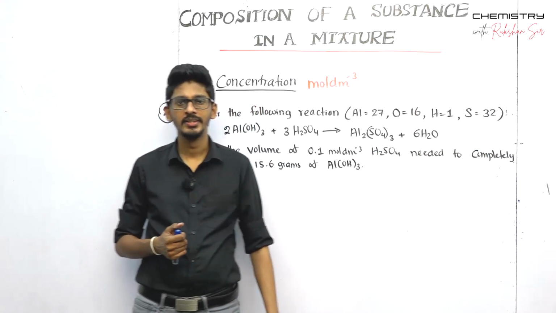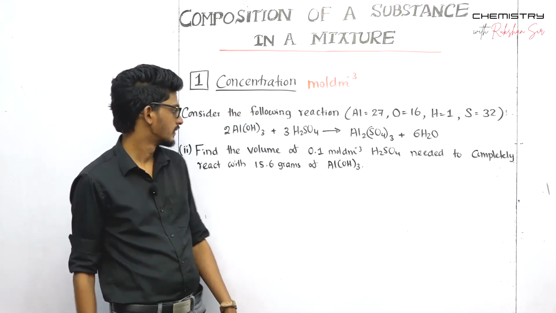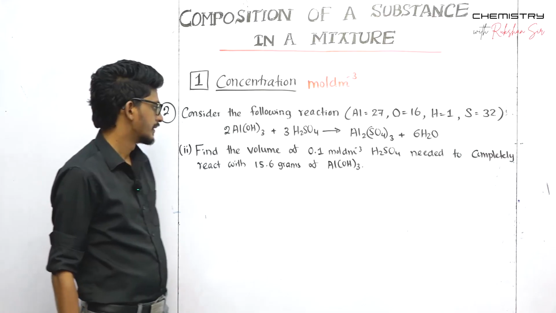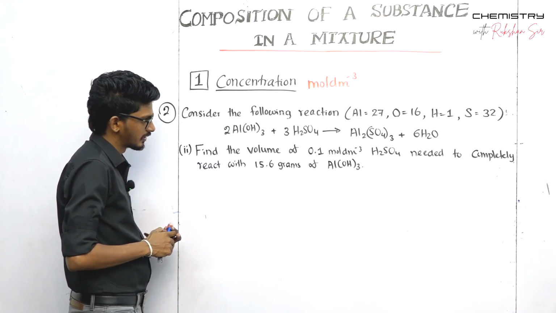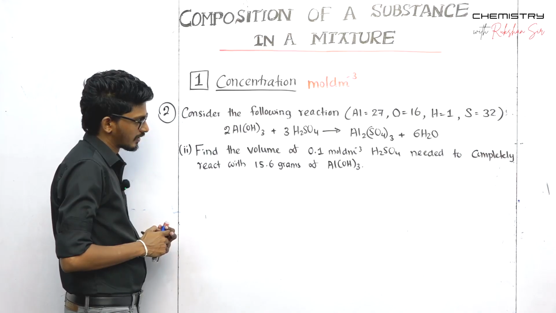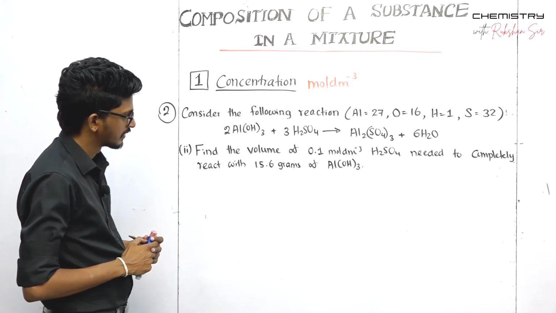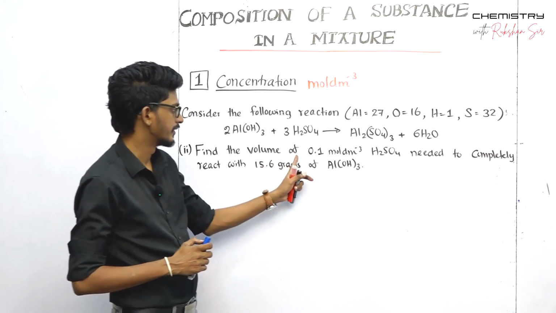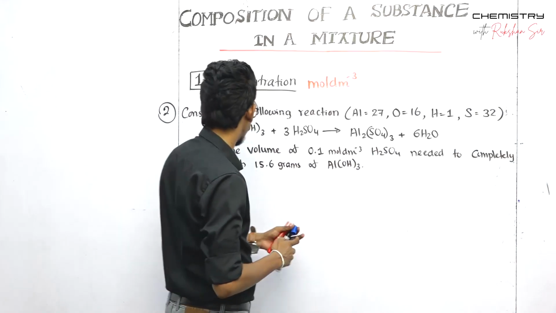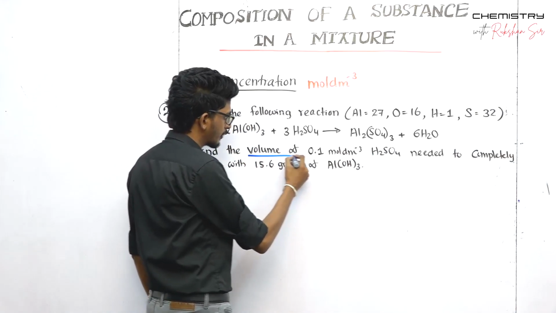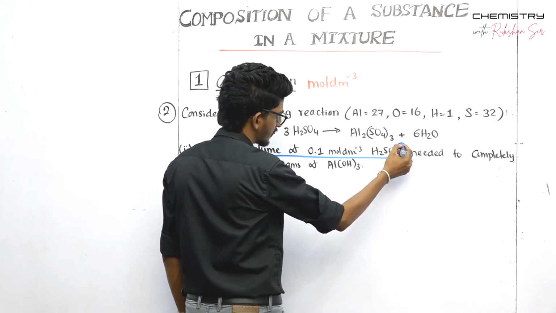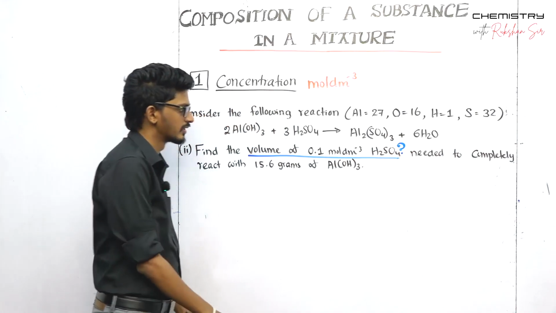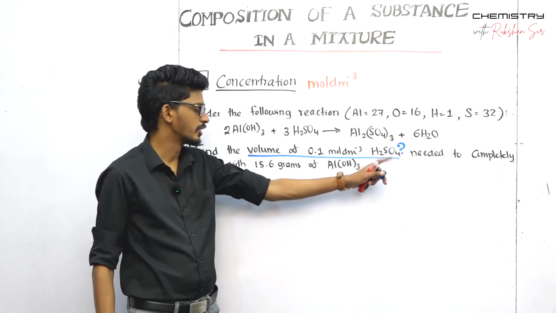Right. Let's do the Roman number 2. Question number 2, Roman 2. See, in this case, what they are asking? They are asking to find the volume of 0.1 mole H2SO4. That is what they are asking. This is the asking data. The asking data is about H2SO4.